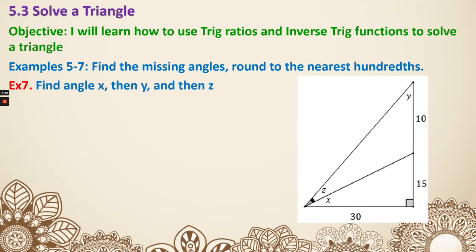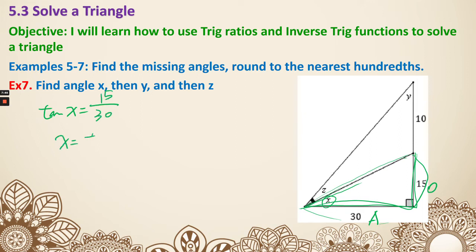Next, example 7. Ooh, this looks a bit more complicated, a bit tricky. It's asking you to find angle x, then y, then z. Well, then let's focus on angle x first. That means we need to look at this right triangle right here. With angle x, the 15 is the opposite and 30 is the adjacent. So we can set up tangent x, which is 15 over 30. So that means my x is going to be inverse tangent of 15 over 30. That should give you 26.57 degrees.